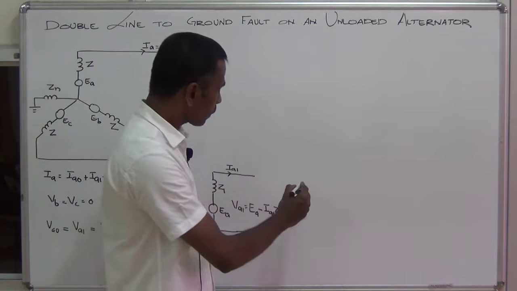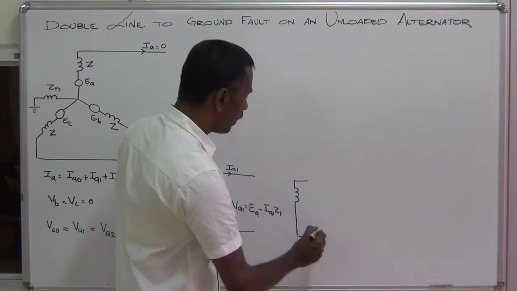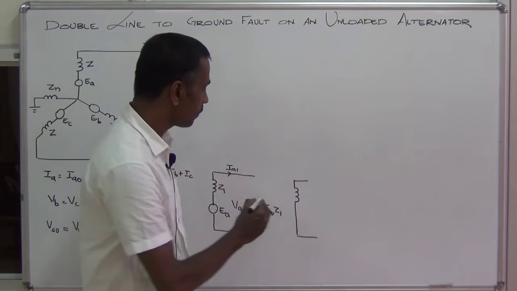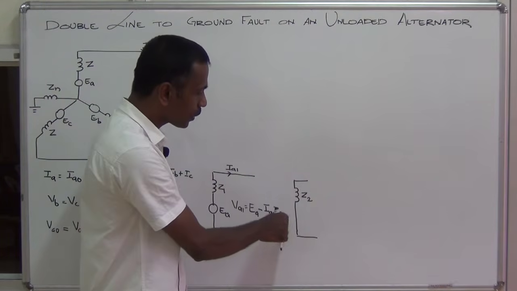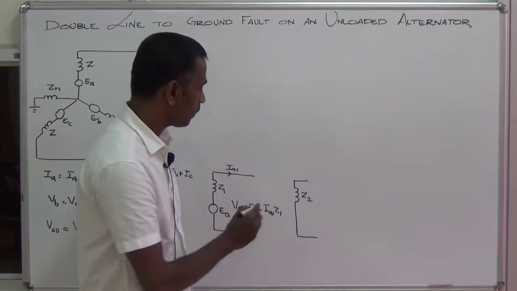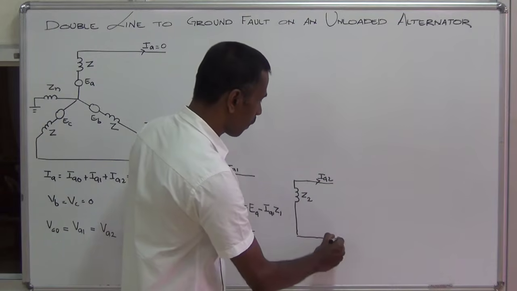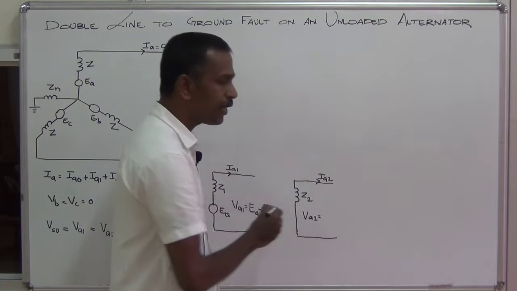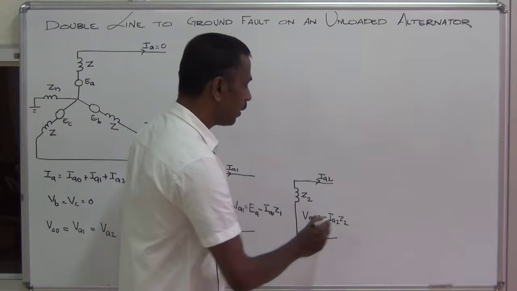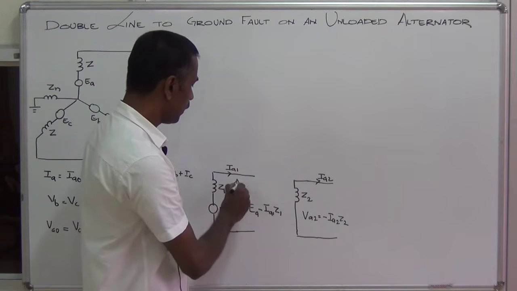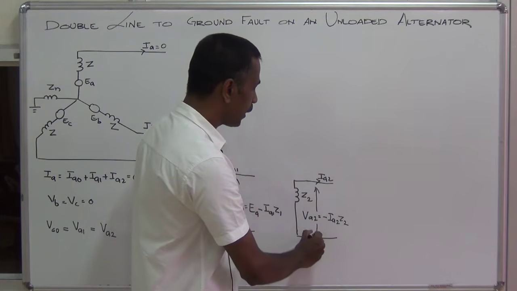Now let us draw the negative sequence network. This is the negative sequence network of an alternator. We have only the negative sequence impedance. There is no voltage source in the negative sequence network. The current is IA2. Here VA2 equals minus IA2 into Z2. This is the positive sequence voltage. This is the negative sequence voltage.